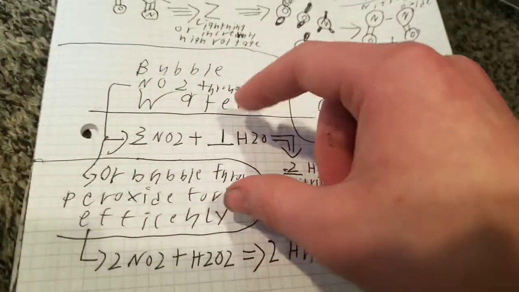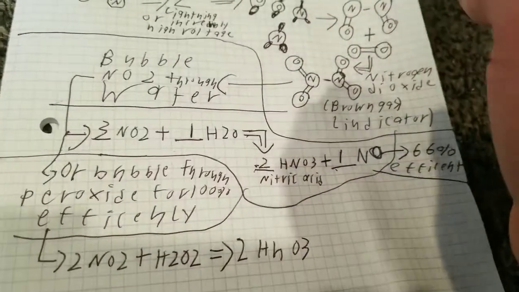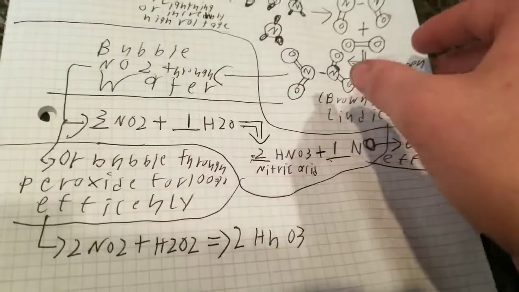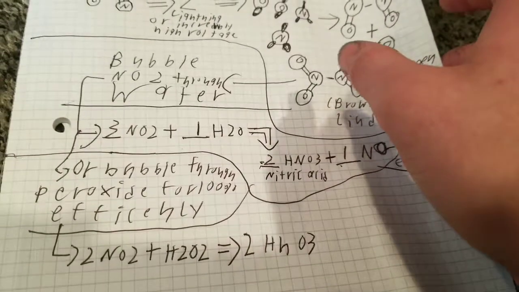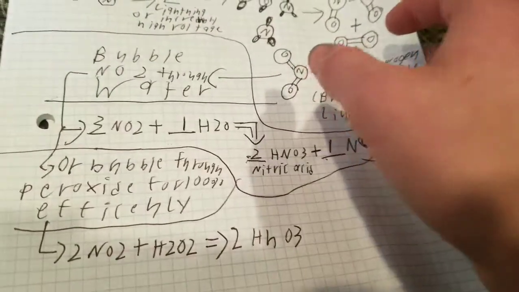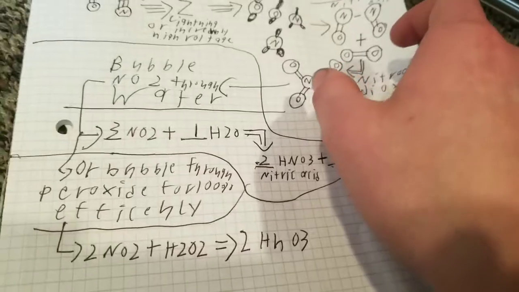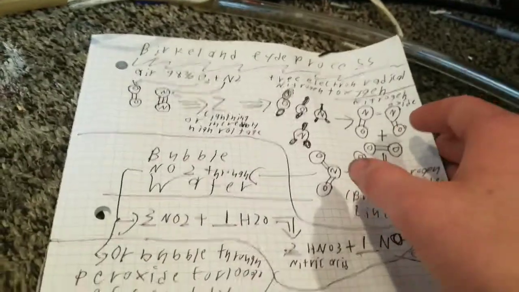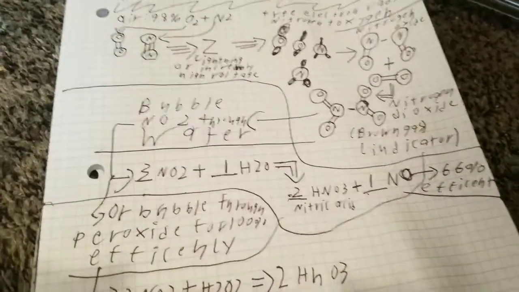I am going to be compromising between bubbling it through water and high test peroxide by just using normal 3% medical peroxide. This way, the reaction will be more efficient in the beginning, but it will lose efficiency towards the end, but I don't really care at that point. Anyway, that is the Birkeland-Eyde process summed up for you guys.